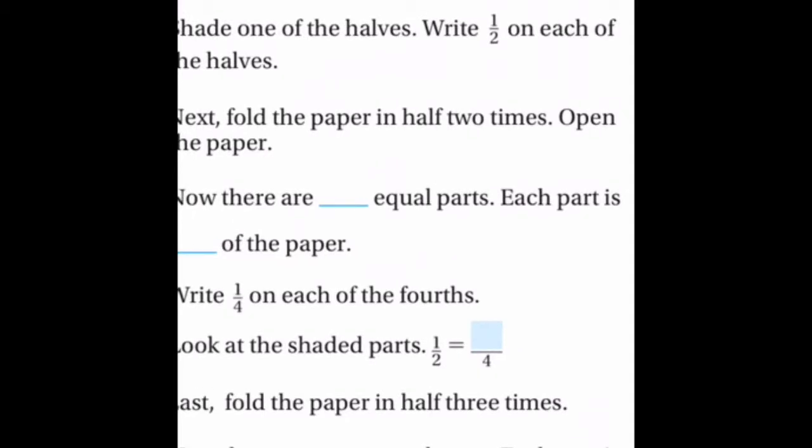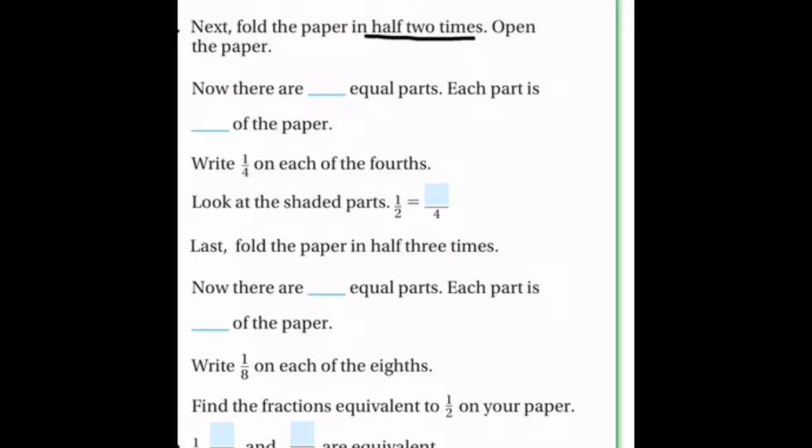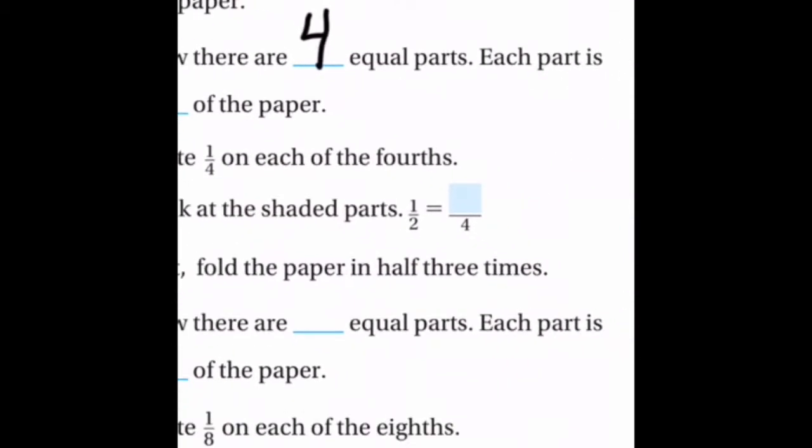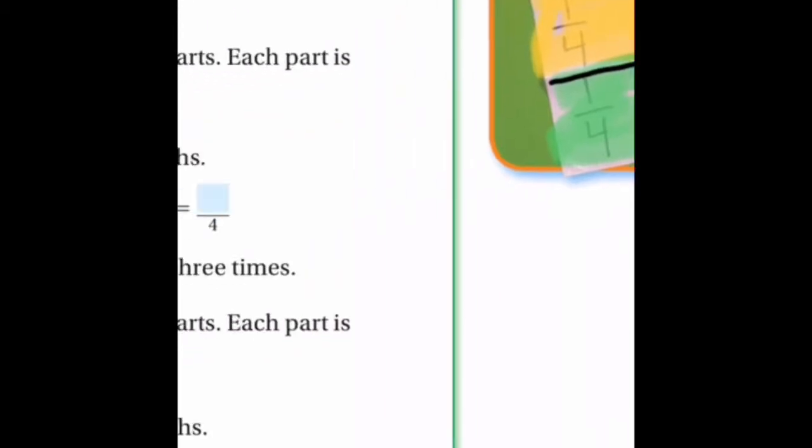Next, fold the paper in half 2 times and then open the paper. And that's what we've done here. They folded it in half this way the first time and then this way the second time. And now we can see we have this section and this section, and this section, and finally this section, right? So there are 4 equal parts, and since there are 4 equal parts, each part is 1/4 of the paper. And so then they wrote 1/4 on each one of those sections.